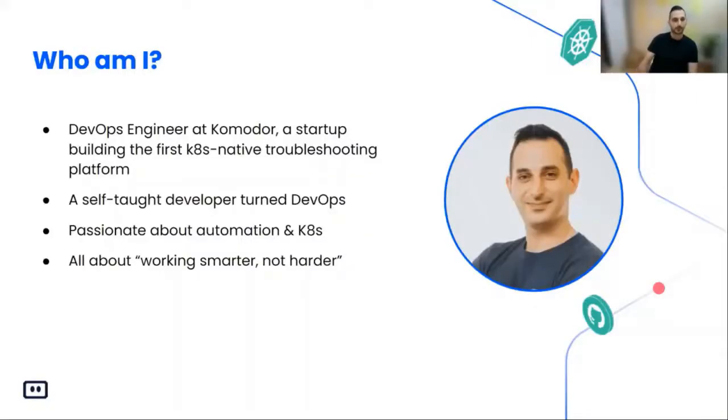First, who am I? My name is Mickael, and in the last 5 years, I've worked extensively with Kubernetes, both managing, troubleshooting, and learning about it. Today, I'm a DevOps engineer at Komodor, where I started building the first Kubernetes native troubleshooting platform. I'm a self-taught developer and learned DevOps along the way. I'm passionate about automations and Kubernetes. And I think that working smarter and not harder is a really good way to make your work more enjoyable. And we're going to talk about it today.